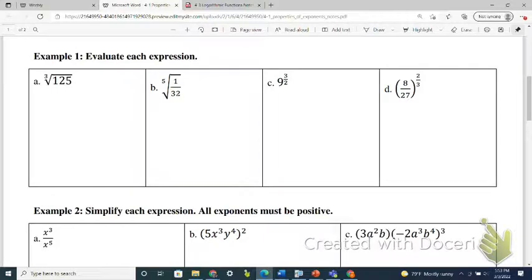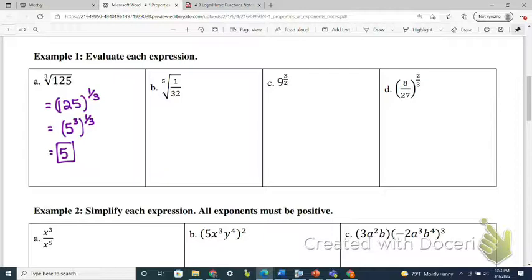So for example 1, I am going to evaluate each expression. So the first thing I'm going to do, I see a root. I am going to move that up to the exponent. So this becomes 125 all raised to the 1/3 power. Well, when I see 125, I know I can rewrite that as 5 to the 3rd. And now power to a power says I can multiply. So I keep the base. 3 times a 3rd is just 1. So my answer is 5.